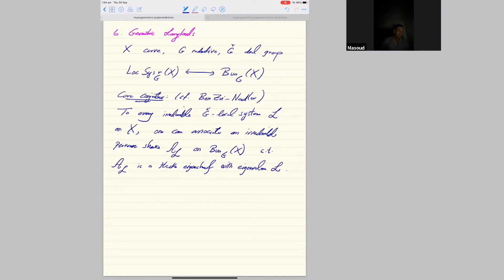Bun_G is not quite enough. You need to put level structures at the points that are missing from your complete curve. Okay, and we will see in a minute how that comes into play. And so the main theorem, our main theorem with Lingfei, is that we prove this conjecture for hypergeometric local systems by explicitly constructing the corresponding Hecke eigensheaf.